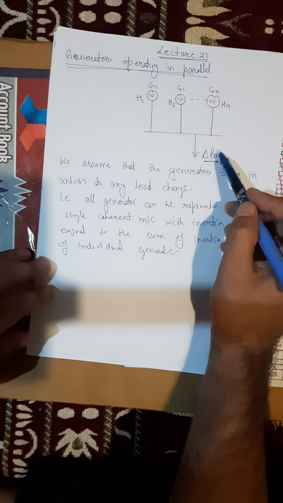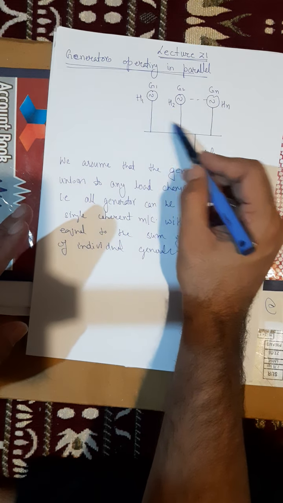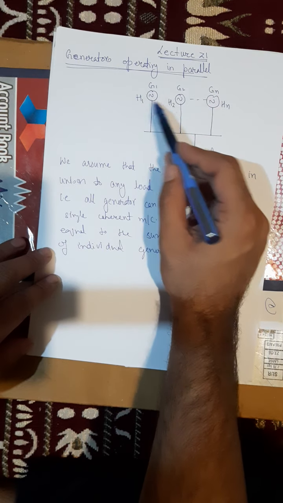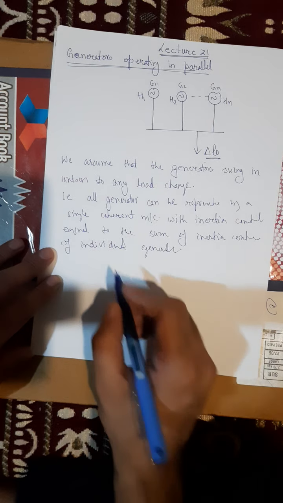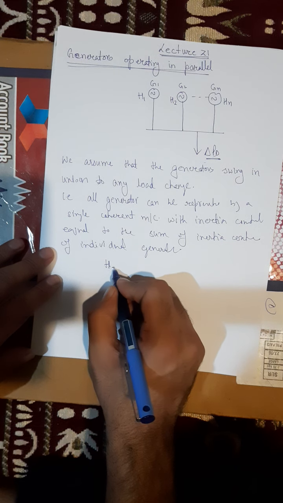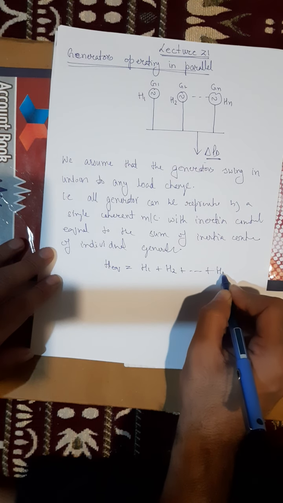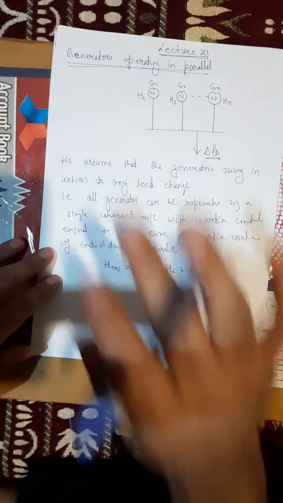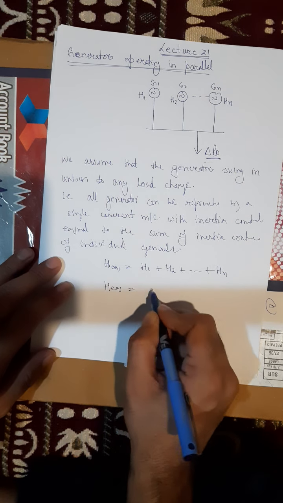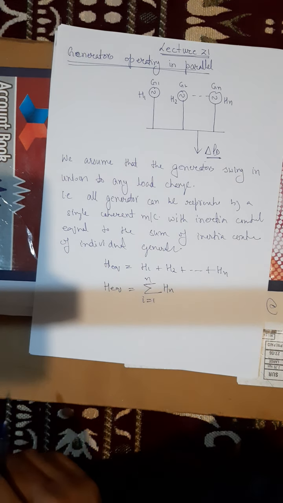If there is any change in load, all these generators will swing together, meaning they will take care of this change in load together. So all the generators can be represented by a single generator, called the equivalent generator or coherent machine, whose inertia constant H equivalent is the sum of the inertia constants of all the generators connected in this power system. In other words, H equivalent is equal to the summation from i equals 1 to n of Hi.